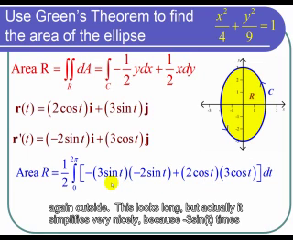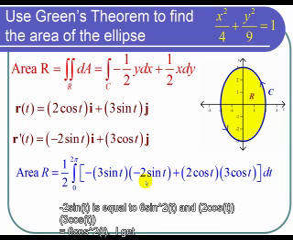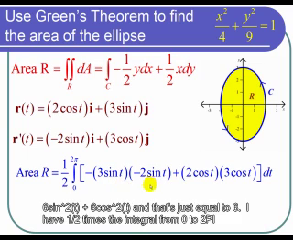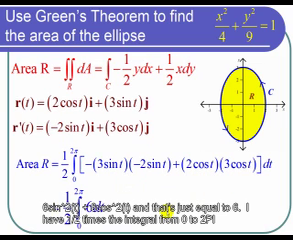And this looks long, but actually it simplifies very nicely, because negative 3 sine t times negative 2 sine t is positive 6 sine squared t, and 2 cosine t times 3 cosine t is 6 cosine squared t. So I get 6 sine squared t plus 6 cosine squared t, and that's just equal to 6.